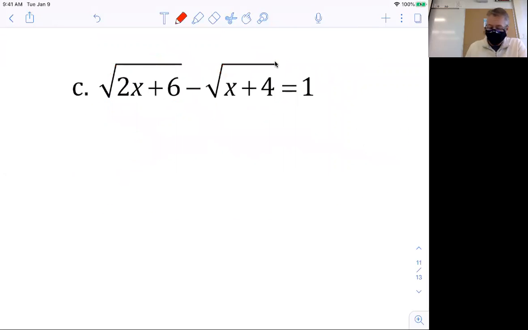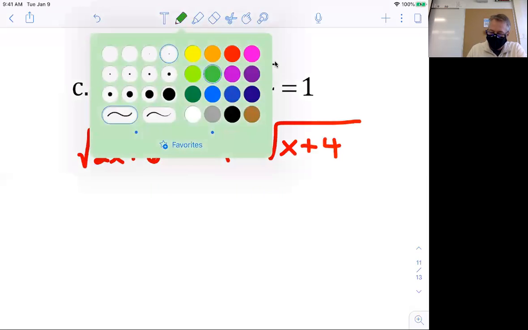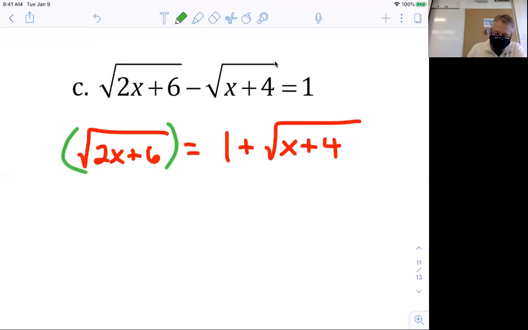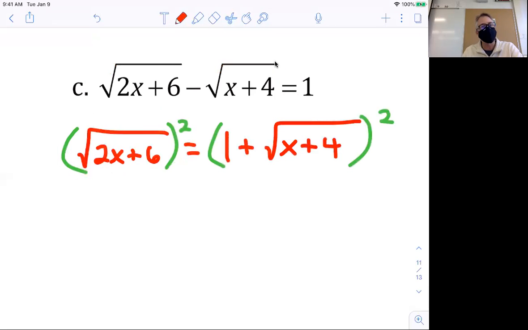Doesn't matter which one. So I'm going to leave this on the left side and move this guy over to the right side. And it doesn't matter which one you get by itself. So I'm going to write the square root of 2x plus 6 is equal to 1 plus the square root of x plus 4. But you want to isolate that radical and then square both sides. And now that's going to get rid of a square root on the left. It's not going to get rid of both of them, though.